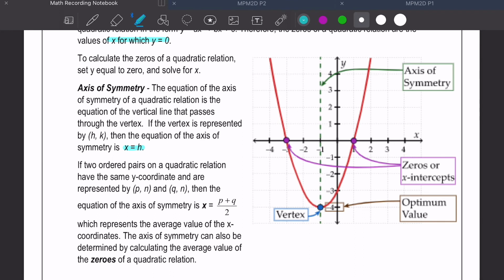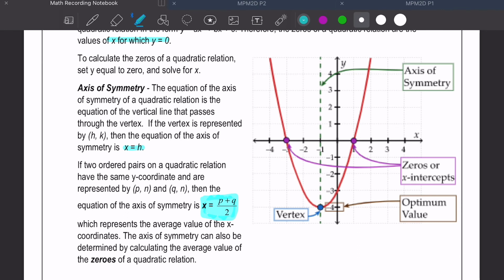If two ordered pairs on the quadratic relation have the same y-coordinate and are represented by P and Q, so this is really complicated to explain with this sentence. Right here is how we can find the axis of symmetry if we can't see it right on the graph. What we're going to do is take two points on either side of the graph where they have the same y-coordinate. So they need to have the same y-coordinate. So we add P and Q together and we divide by 2 to find this middle point. The axis of symmetry can also be determined if you take the two zeros of the quadratic relationship and add them together and divide by 2. You take the average of them. So this equation right here is one you should know. It's going to be important. I will be asking you to calculate the axis of symmetry using this.